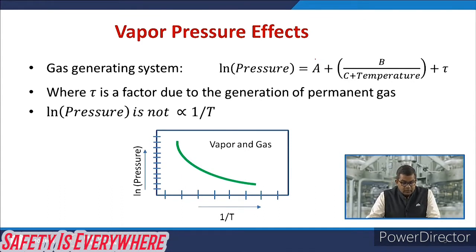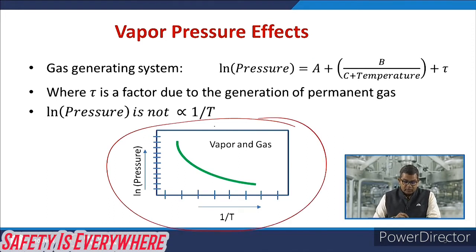Now if we have a gas generation system, then ln P is equal to A minus B upon C plus T, plus tau, where tau is a factor due to the generation of permanent gas. In that particular case, ln P is not directly proportional to 1 upon T, and you may see that the nature of the plot would be like this.